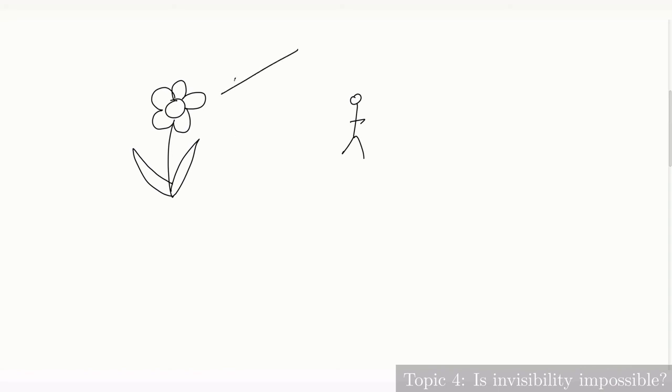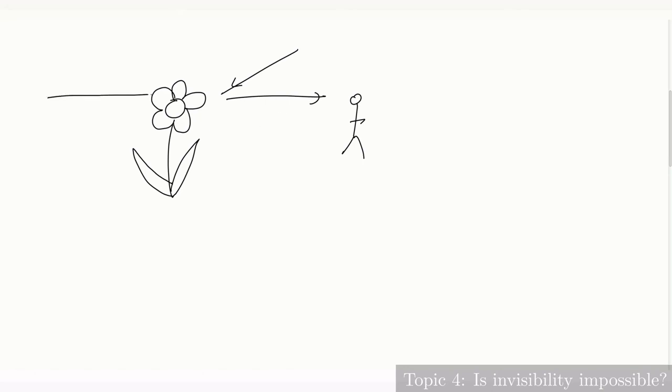Well, let's have a go at that. So imagine we want to make this thing invisible. Imagine this is the thing we want to make invisible. Now, let's say we've got the person over here. Why is it this person can see the flower? Well, first of all, light reflects from the flower. And that makes you able to see it.